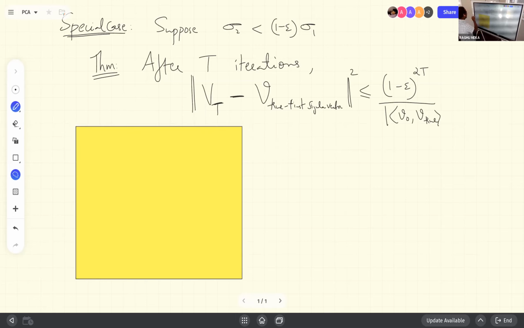I'm not sure what's happening today with this app. Anyway, it's not letting me copy, so let me just write it down again.